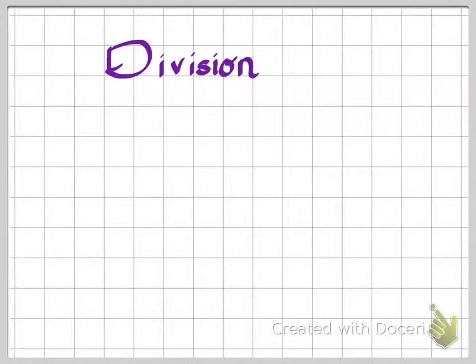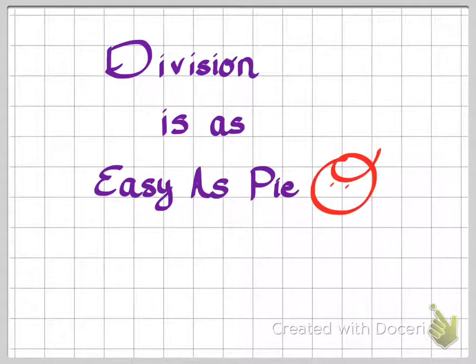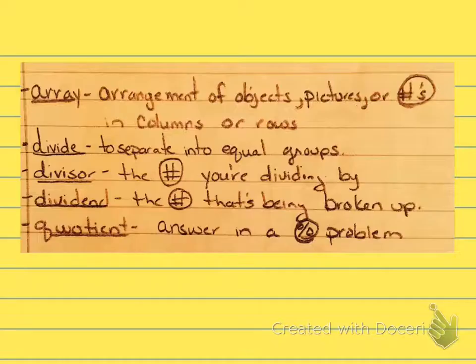Okay, so today we are working on division, and it really is as easy as pie as long as you follow every single step. But before we get into the steps, there's just a few key words that we need to really know, one of which is an array, and we should already know that. An array is an arrangement of objects, pictures, or numbers in columns or rows, and that helps us arrange our numbers and organize our numbers.